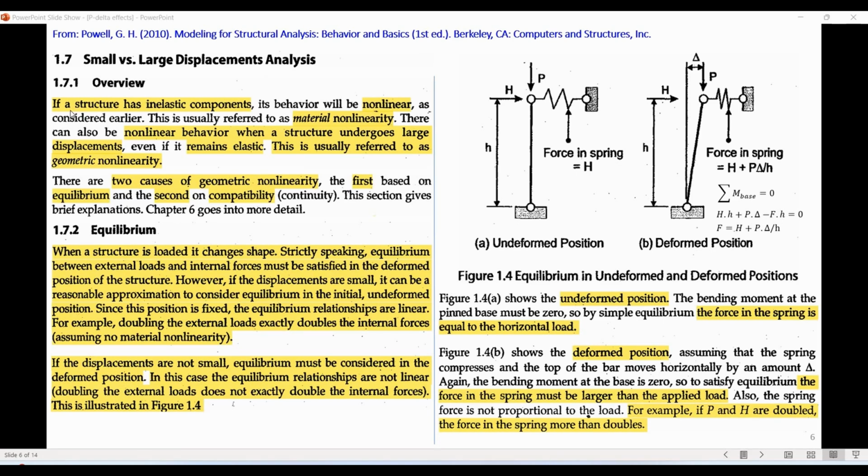And by reading this paragraph, if a structure has inelastic components, its behavior will be nonlinear, and this is usually referred to as the material nonlinearity. However, we can obtain nonlinear behavior even if the structure remains in the elastic range, but this could happen when a structure undergoes large displacements, and this is actually referred to as the geometric nonlinearity.